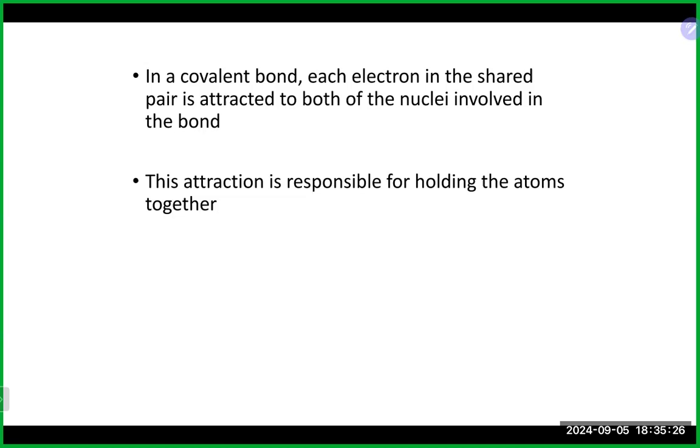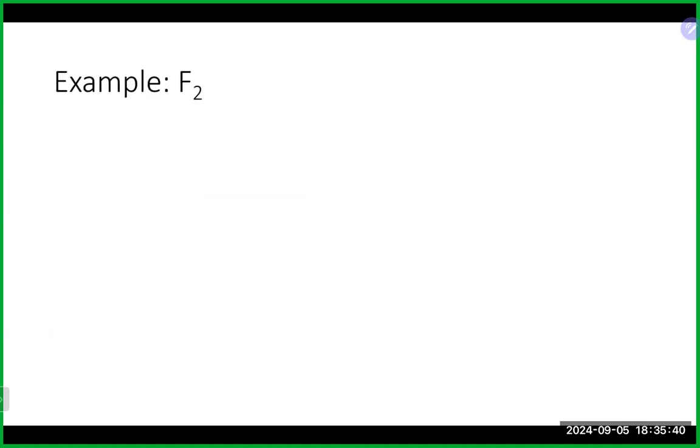So covalent bond in general is just the idea that we're going to share electrons to hold those atoms together. But there are actually more specific classifications of covalent bonds that we'll talk about. And that is based on how the electrons are actually going to be shared.